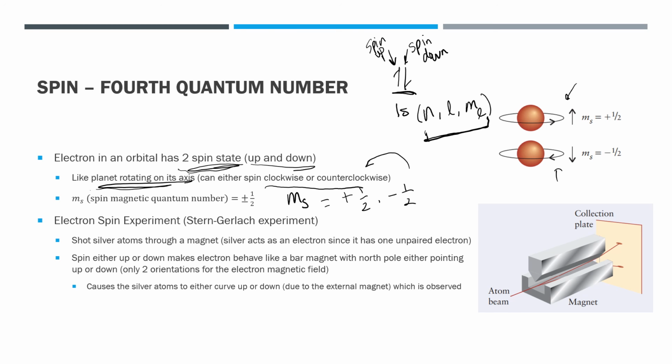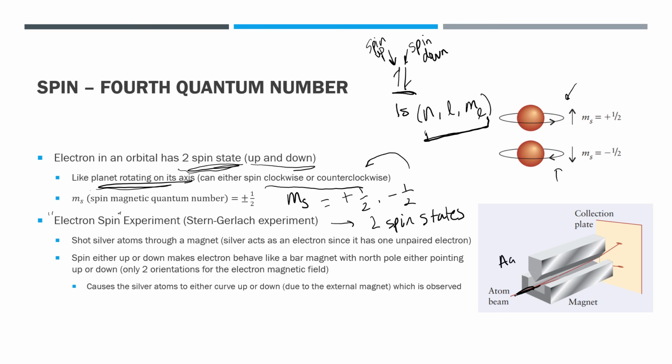So how did we actually find out that there were only 2 spin states? This was found from the Stern-Gerlach experiment, which I just wrote is called the electron spin experiment. This experiment showed that there were 2 spin states. How did it show this? Basically, they shot silver atoms through a magnet.